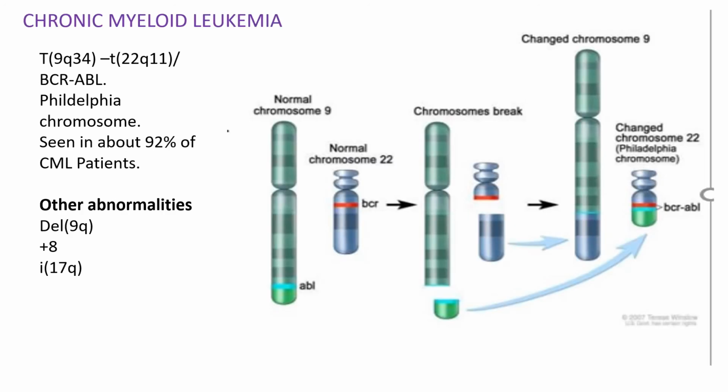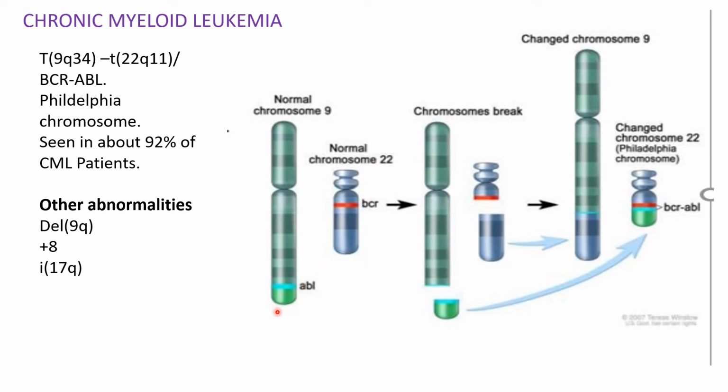Chronic myeloid leukemia. Here, the chromosomal abnormality is translocation between the long arm of chromosome 9 at region 3 band 4 and chromosome 22 at region 1 band 1. These regions are known as the BCR-ABL region as shown in the photomicrograph. This is chromosome number 9, this is chromosome number 22.